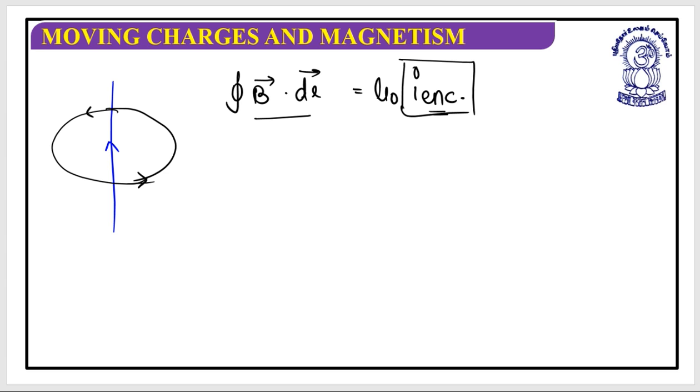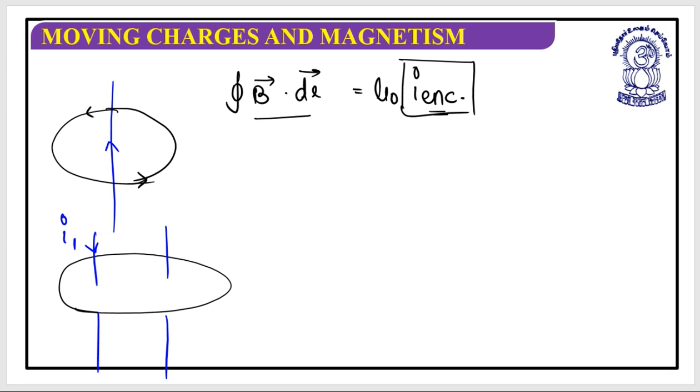Now suppose this is the circular loop. One current element has direction I1, another current element has direction I2, and this is the direction of the loop. So the line integral of B dot dl equals mu naught times, I need to write I1 and I2, but which one is positive and which one is negative? How could I take a decision?